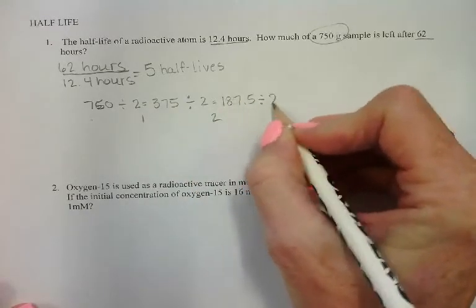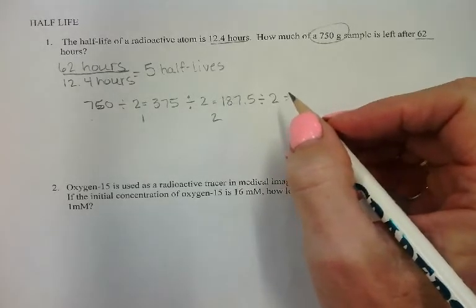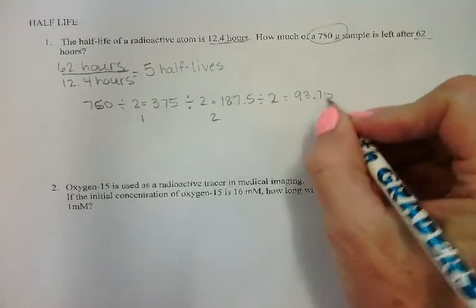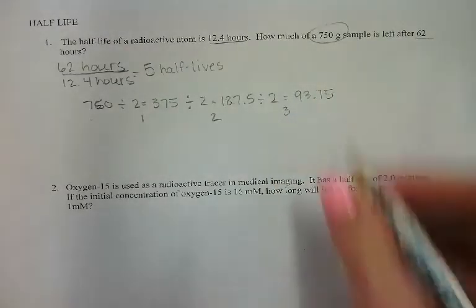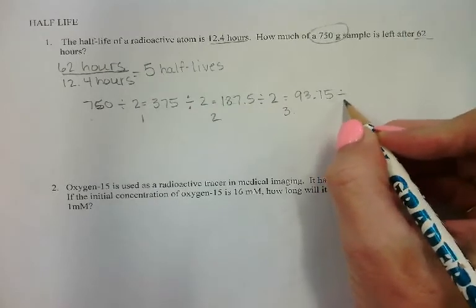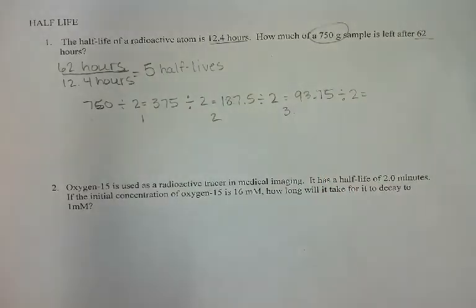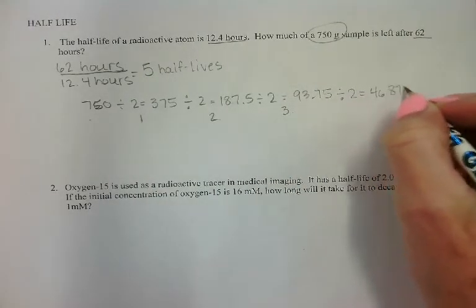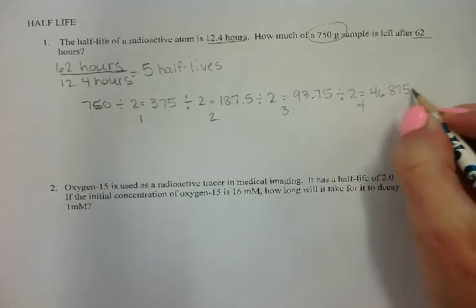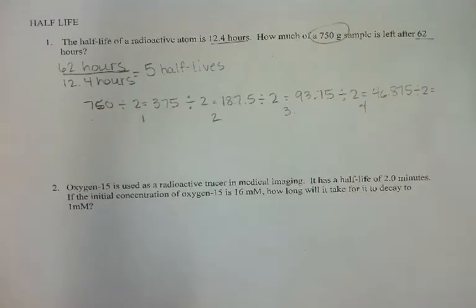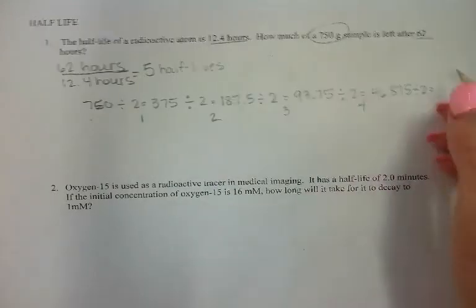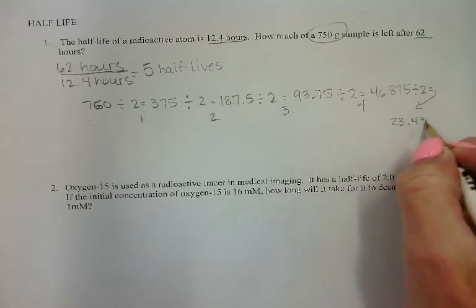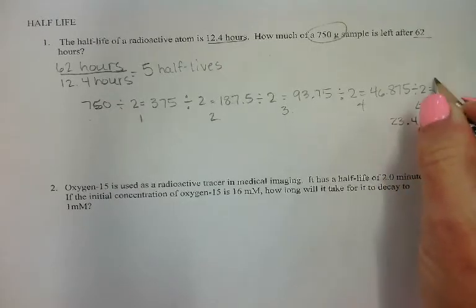So I'm going to divide that by 2. 93.75 after 3 half-lives. Okay, still got to go to 5 half-lives, so I've got to divide it by 2 a couple more times. By 2 is 46.875. That's my 4th half-life. Divide that thing by 2 one last time. 23.4375 grams. That was my 5th half-life there.